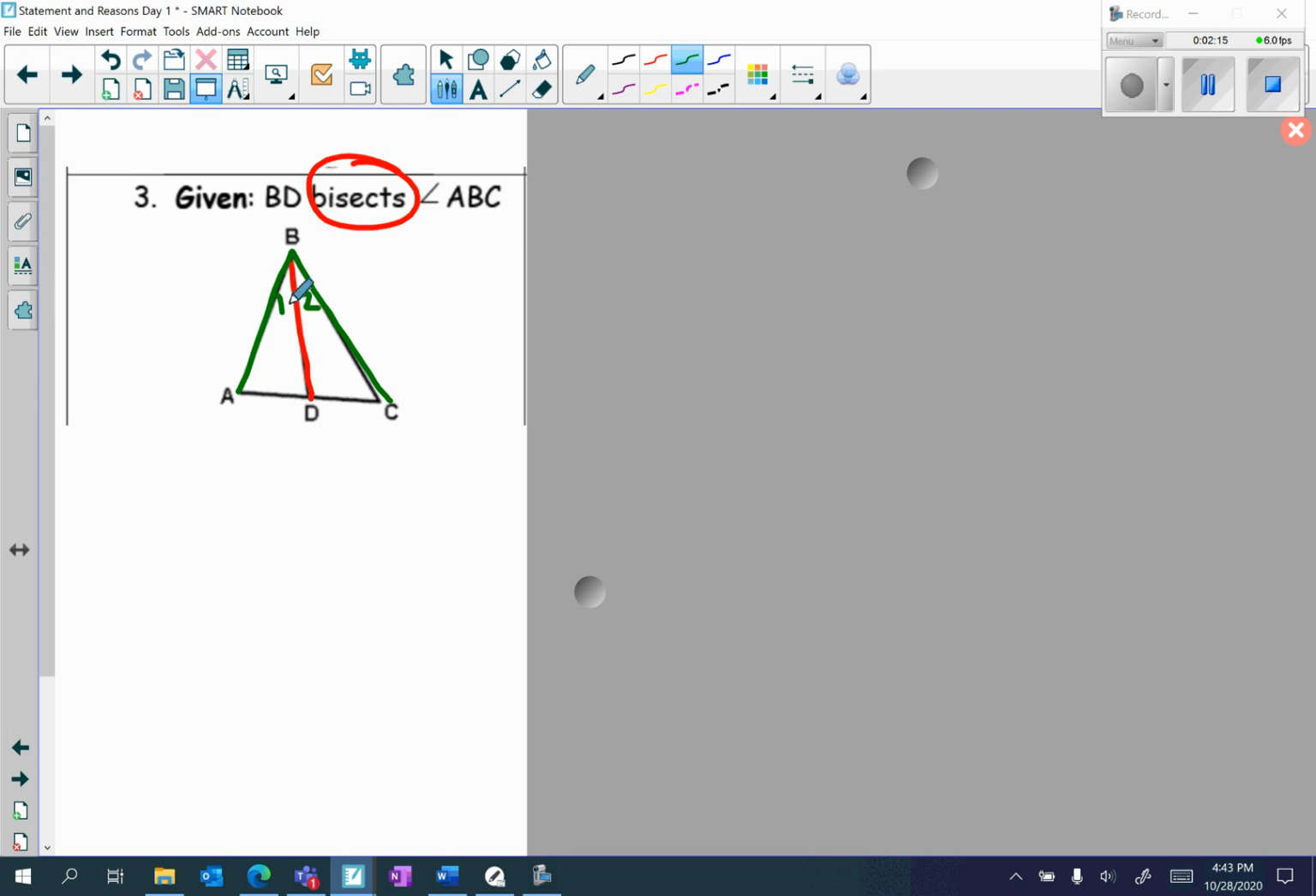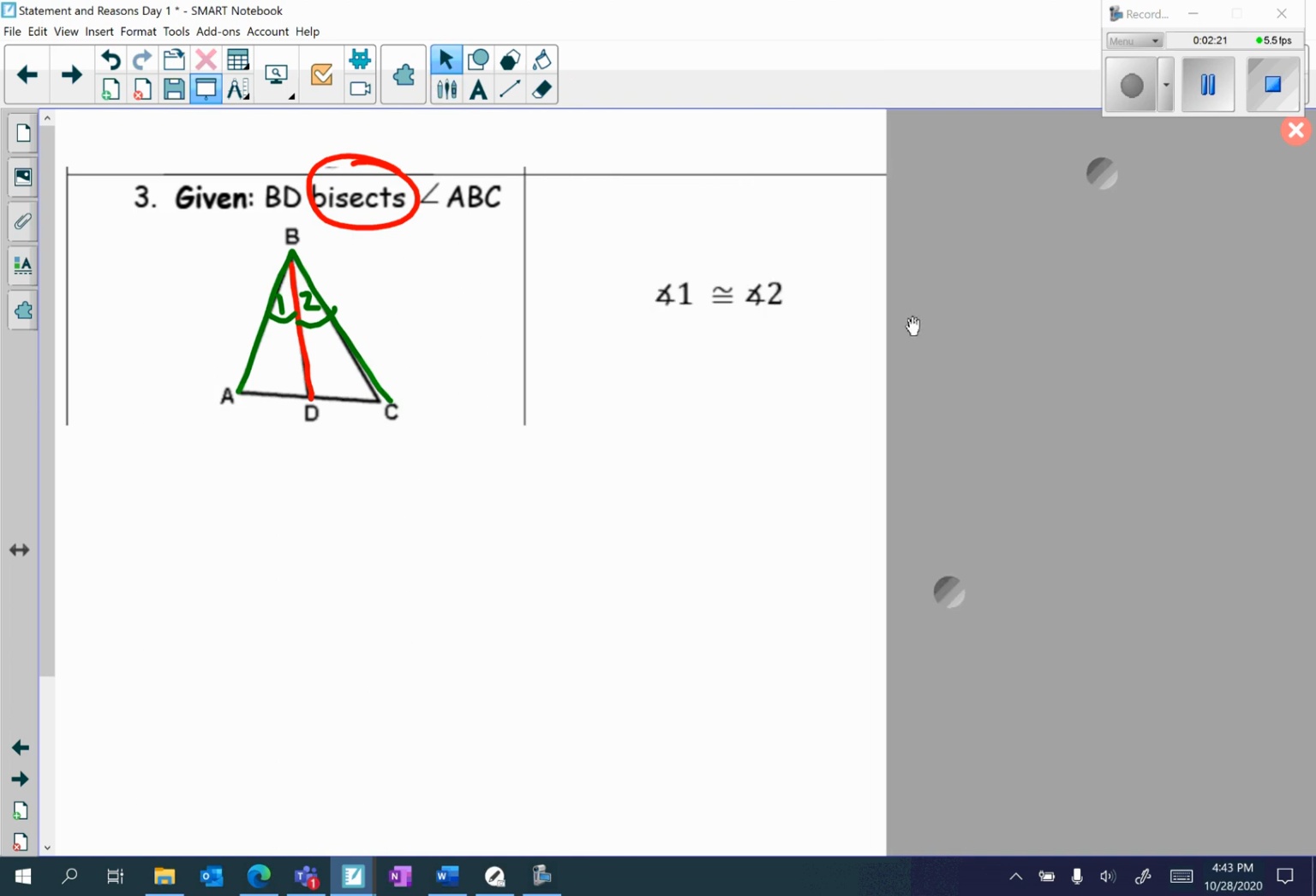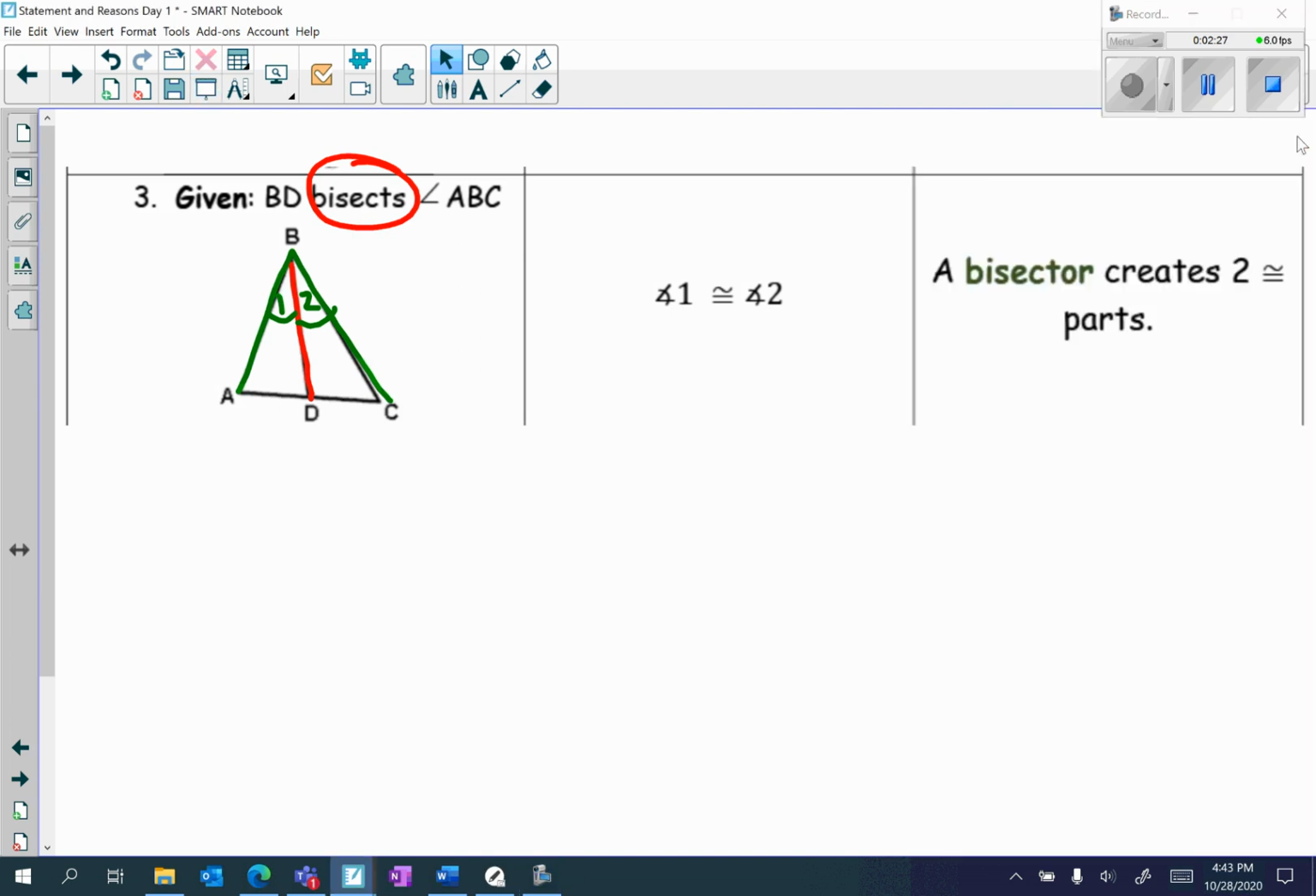So I'm going to label 1 and 2 in my diagram. So my statement's going to be angle 1 is congruent to angle 2. And my reason's going to be the definition of a bisector. A bisector creates two congruent parts.